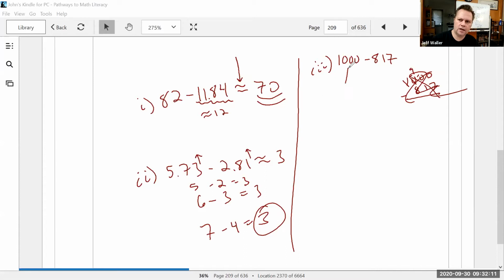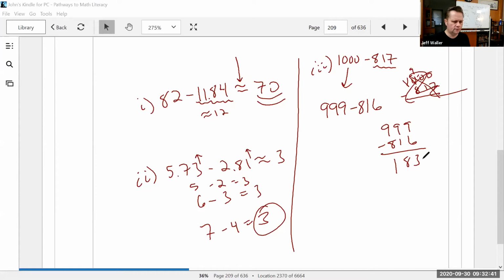Let me take this down by 1. That becomes 999. And let me make this go down by 1. 816. Is that easier to do? Well, yeah. And you get the exact same answer. Of course you do. It's the same thing as 6 minus 3 is the same as 5 minus 2. It's the same idea, and that's a really useful little trick if you have a bunch of those to do by hand. Maybe.